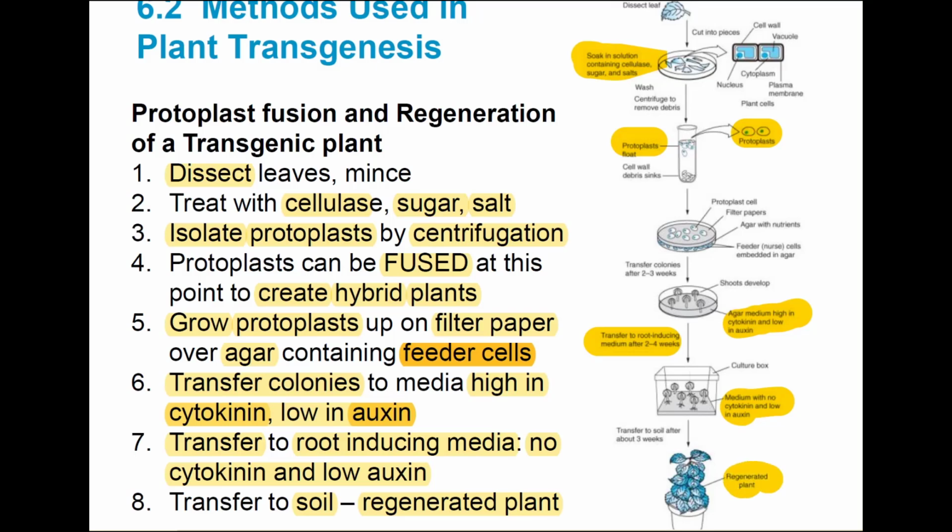Cytokinin is a plant growth hormone. It's much different. Transfer to root inducing media, no cytokinin, no auxin. Transfer to soil, regeneration, you finally grow up this plant. Obviously, you have some very careful conditions so it doesn't get a fungal infection or something. Yeah, auxin, there are about a dozen or so plant hormones, and auxin is one of these plant hormones that was discovered as critical. Gibberellins, auxins, etc. Which I'll talk about later.